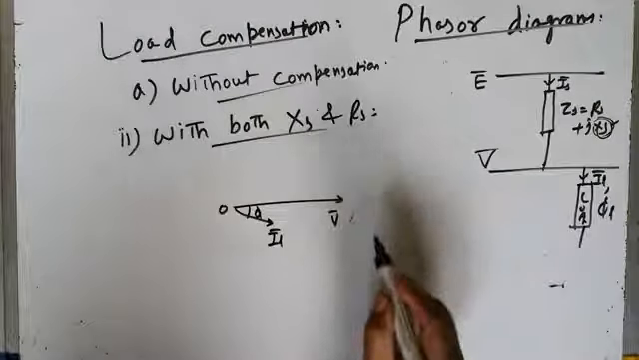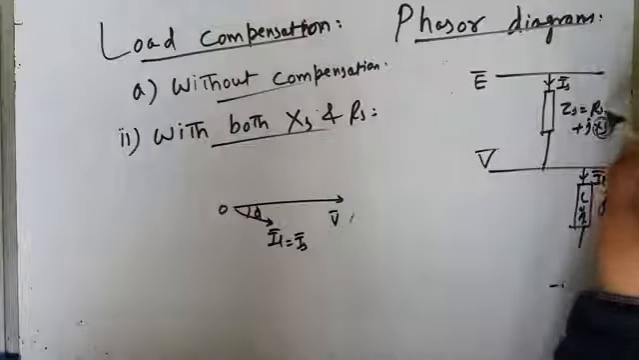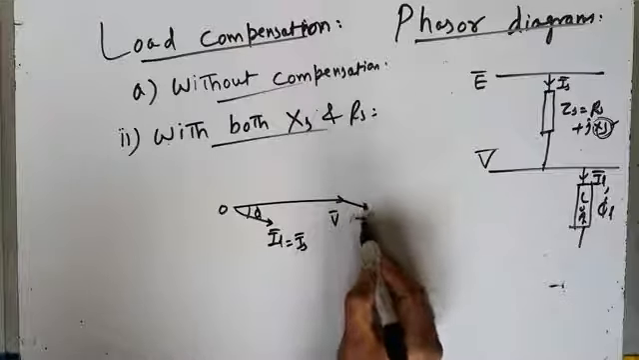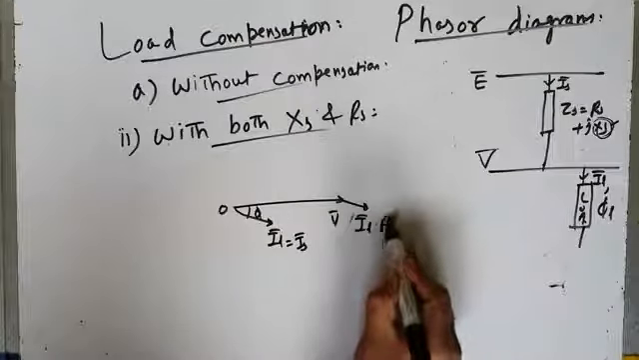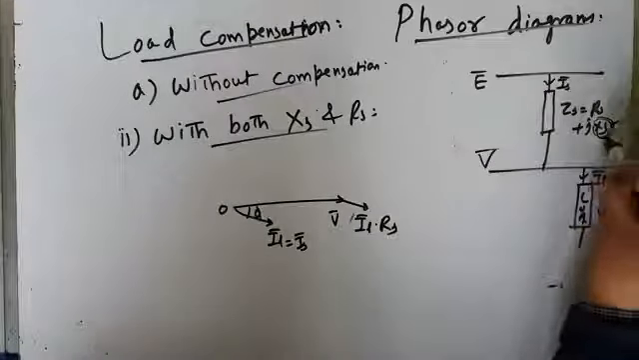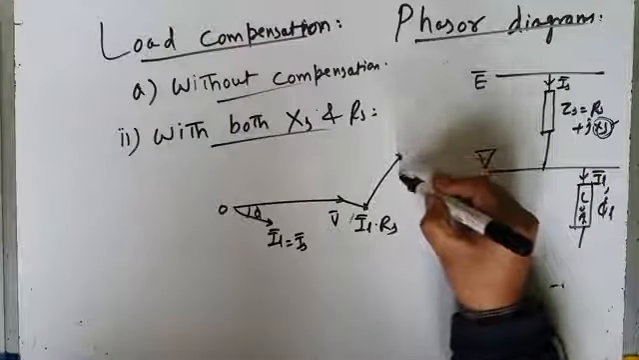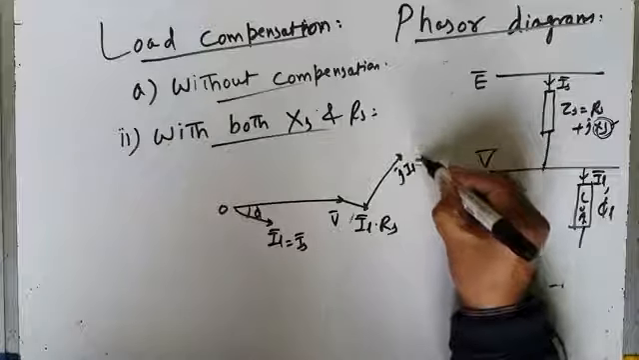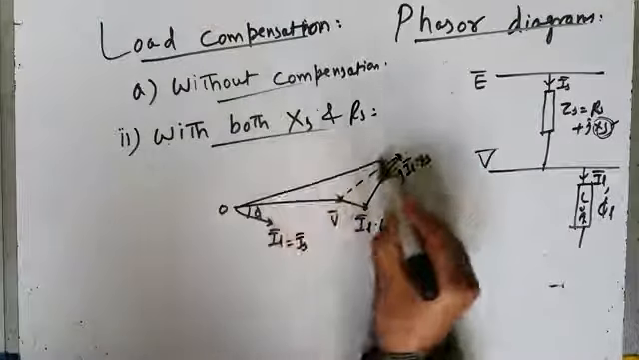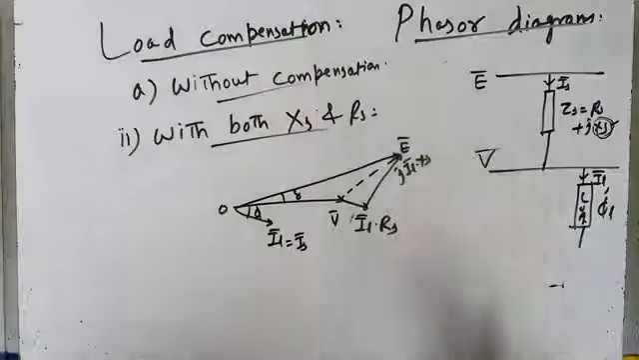Now, this load current, which is the same as the source current, when it flows through the resistive part of the impedance, it causes a resistive voltage drop, that is IL into RS or IS into RS, and when it flows through the reactive part of the impedance, it causes a reactive voltage drop, that is JIS or IL into XS. And therefore this is your E. Now again you can see E is greater than V, and the power factor is poor.